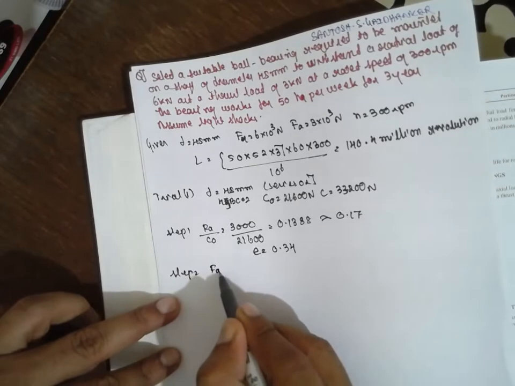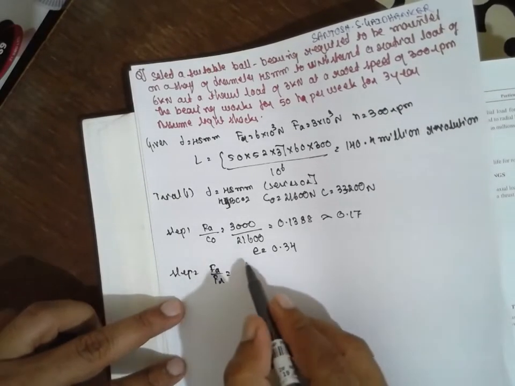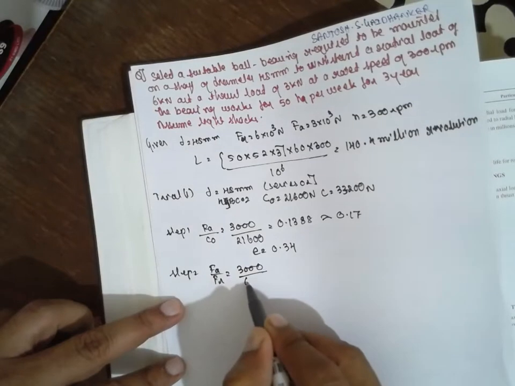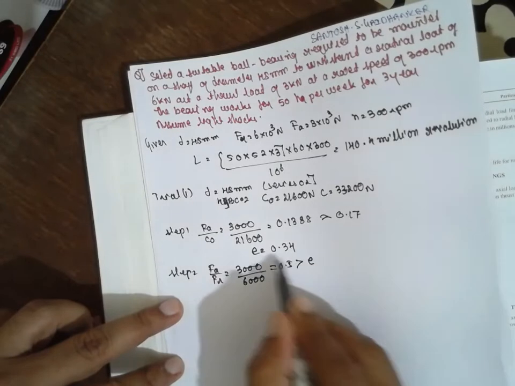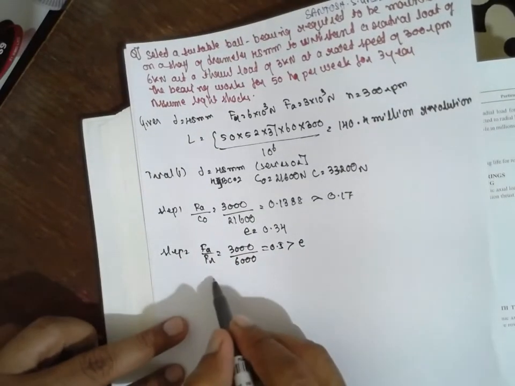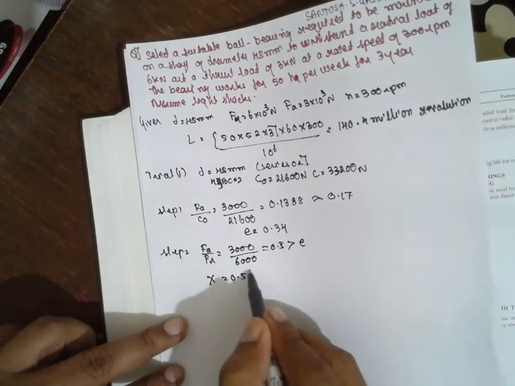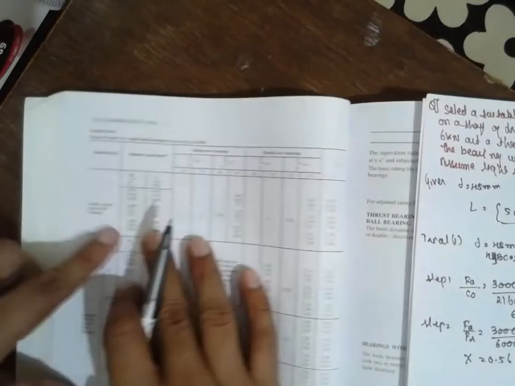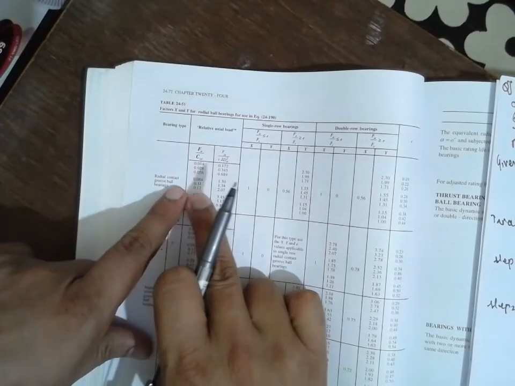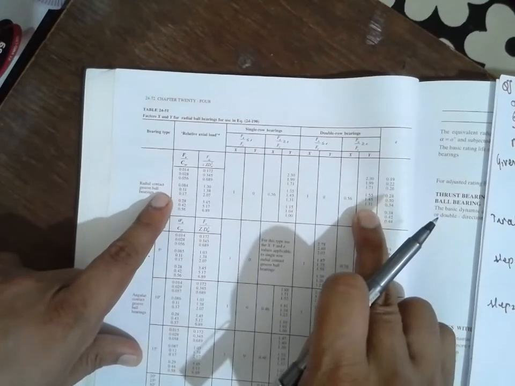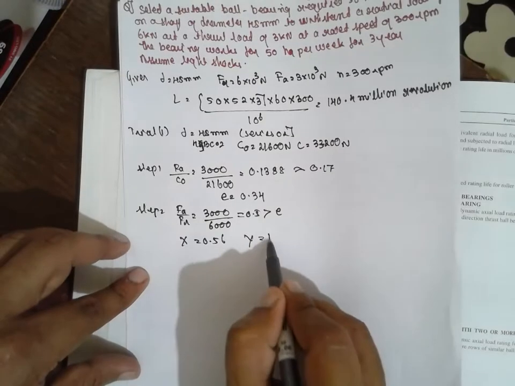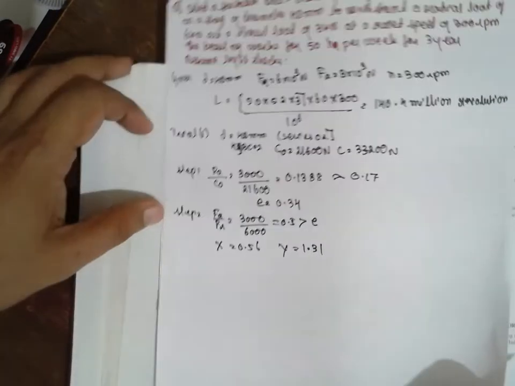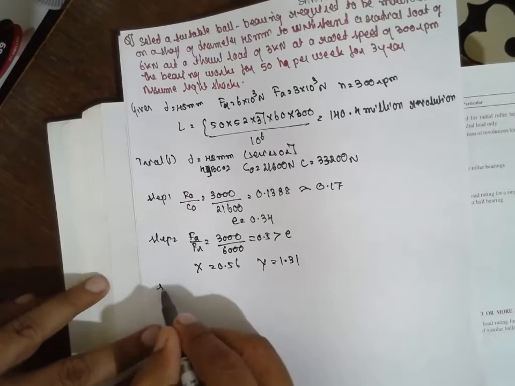Step 2, FA divided by FR. FA is nothing but 3000, FR is nothing but 6000. The value will be 0.5, which is greater than E. Since it is greater, I have to select the X value. The X value is 0.56, it is the default value. But the Y value I have to look up here. For the Y value, at 0.17, the Y value will be 1.31. I will take the value. Y is equal to 1.31.